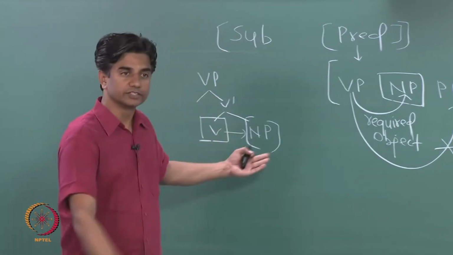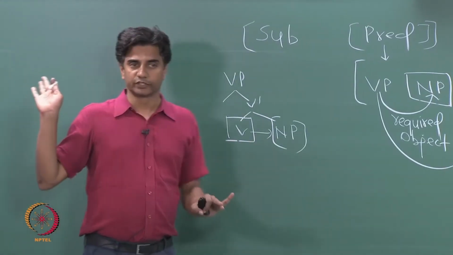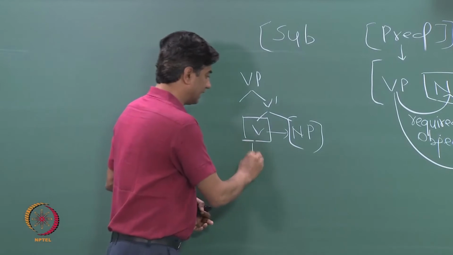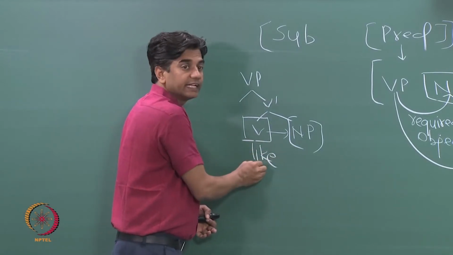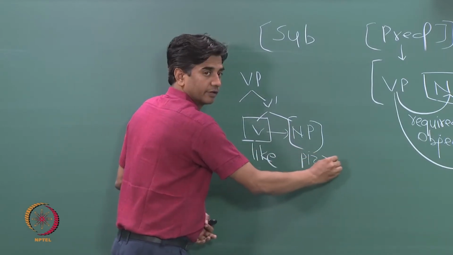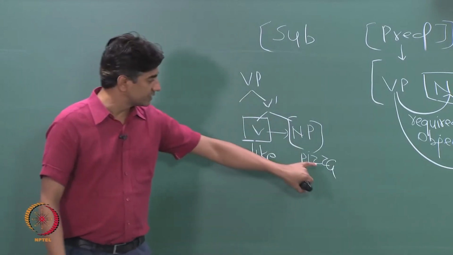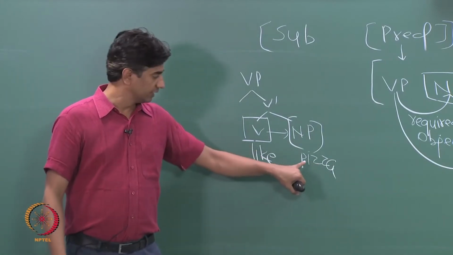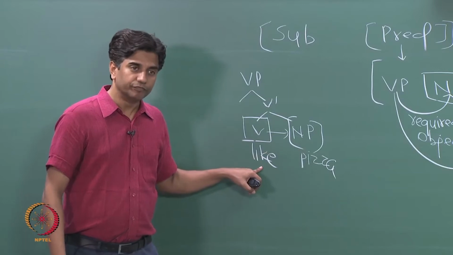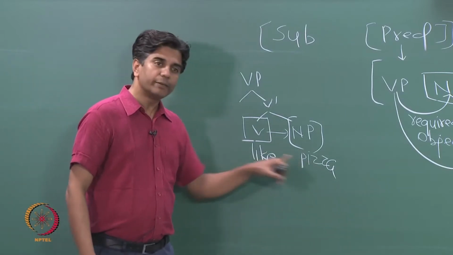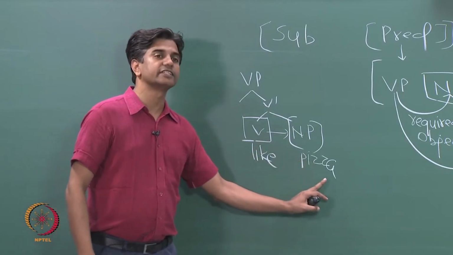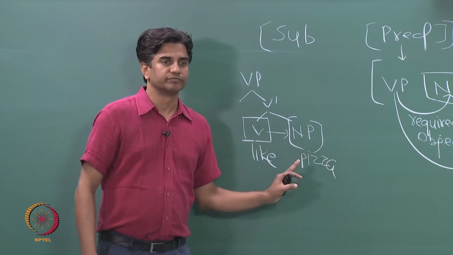This is the example of sub-categorization. The good old sentences that we have been looking at. What was the sentence? The verb, as the head of this VP, sub-categorizes for an NP, pizza. So this is an object of this verb. This is an NP of this head V. This is a complement of this head V, and this head V sub-categorizes for an NP, which is its object. That's all.